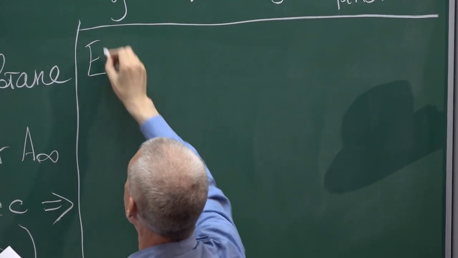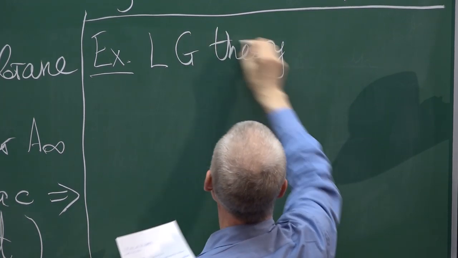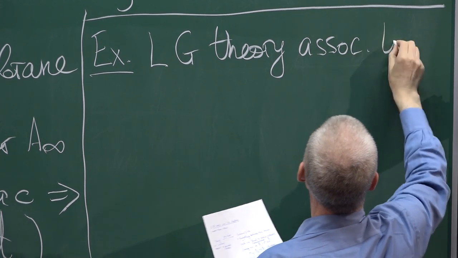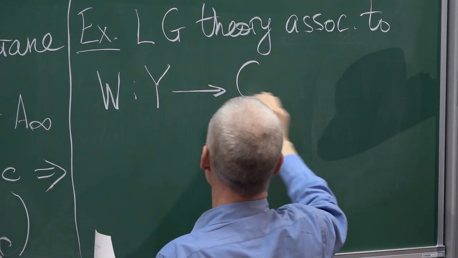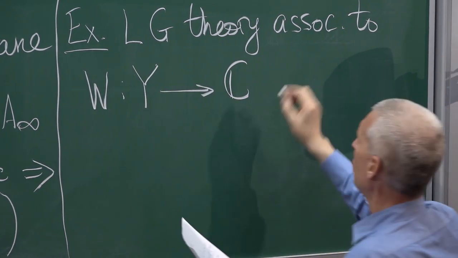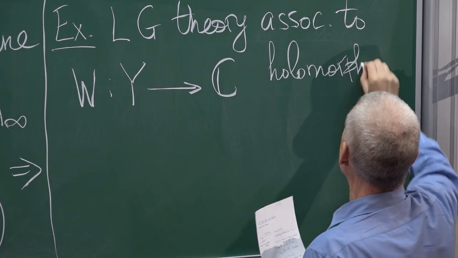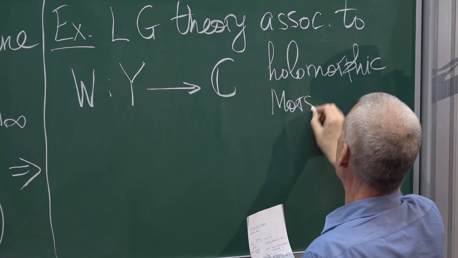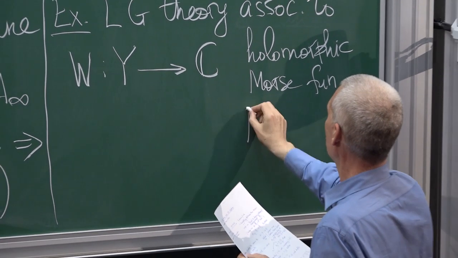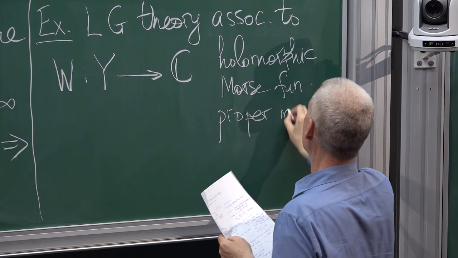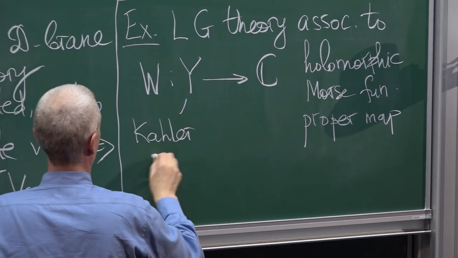An example of such a theory is the Landau-Ginzburg theory associated to a superpotential W from Y to C. Let me call it a holomorphic Lefschetz pencil or holomorphic Morse function. We also assume it's a proper map, so fibers are compact. And Y is assumed, let's say, to be Kähler and Calabi-Yau. There are different settings.